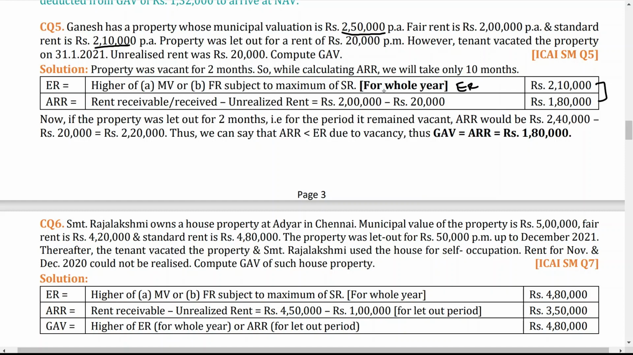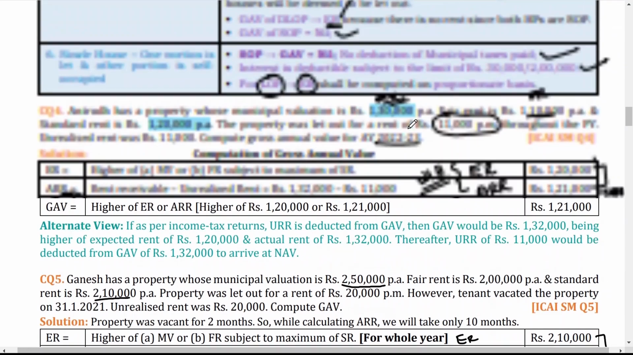Now, the property was let out for 10 months, and for 2 months it remained vacant. ARR would be 2,40,000 minus 20,000, that is 2,20,000. Thus, we can say that ARR is less than ER due to vacancy. Thus, GAV is equal to ARR, which is 1,80,000. So here also, normally, what is your answer? ER or ARR, whichever is higher. But in this case, 1,80,000 will become your answer.